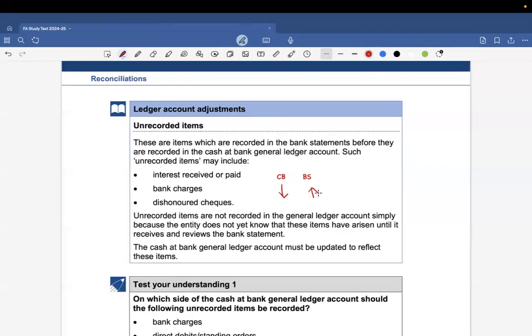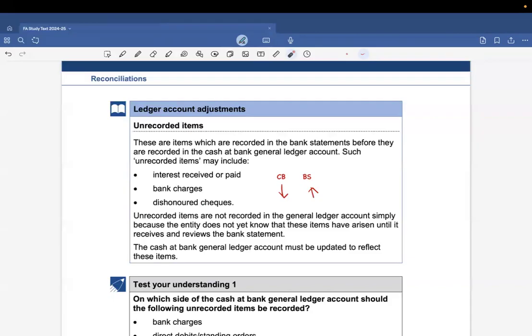And it could be with both, interest received and interest paid, or bank charges that have been debited from your bank account. That means your bank has charged you something, but you don't know that. When you take a bank statement, you come to know that such a charge has been taken. So you will adjust your cash book balance right away. Next is dishonored check.